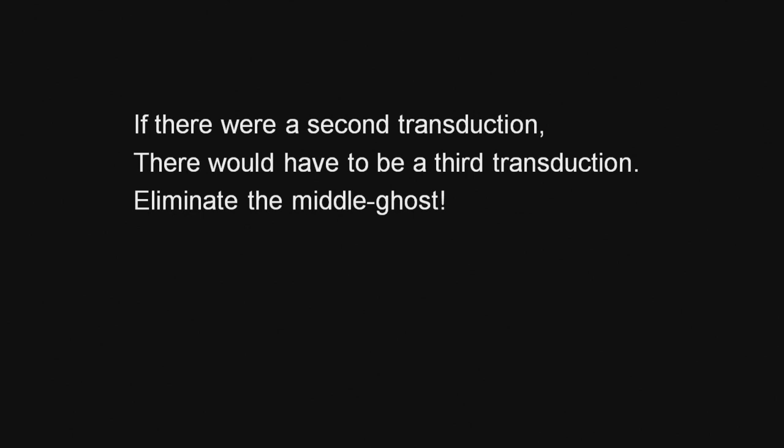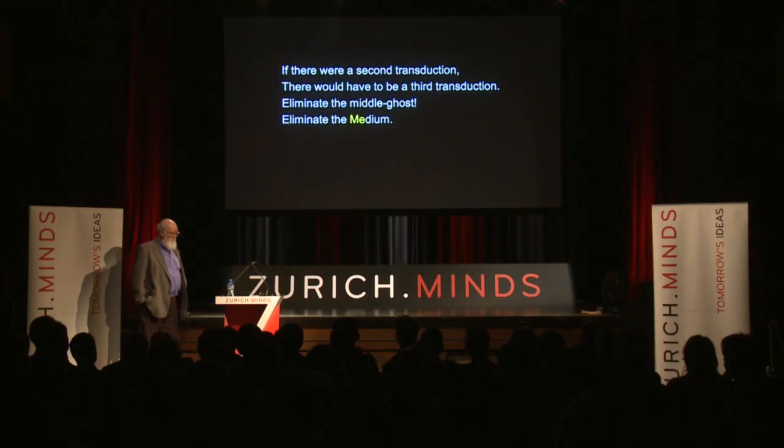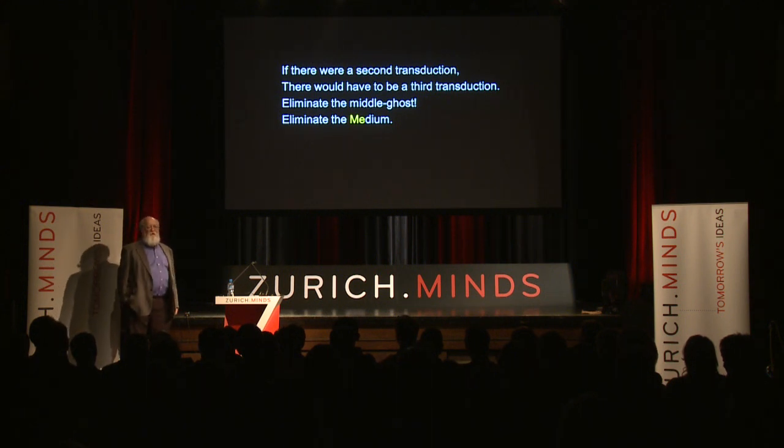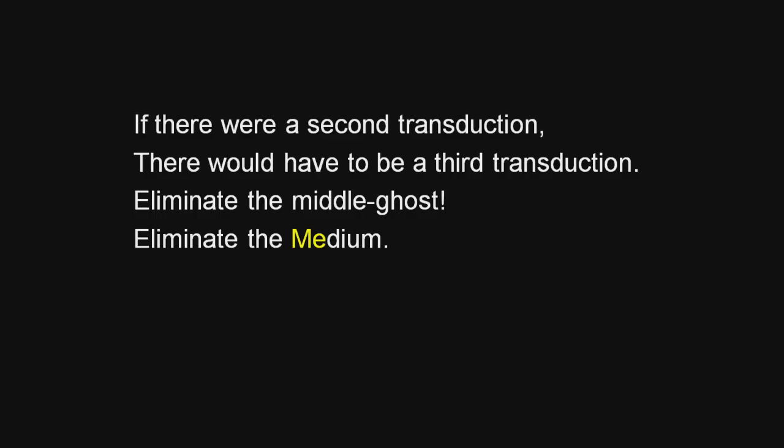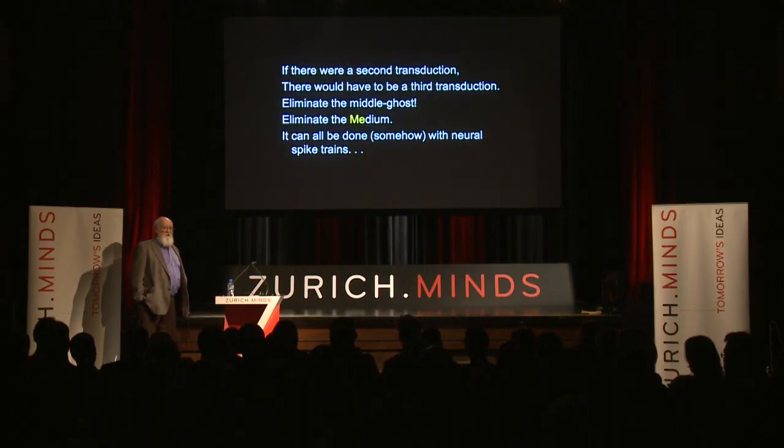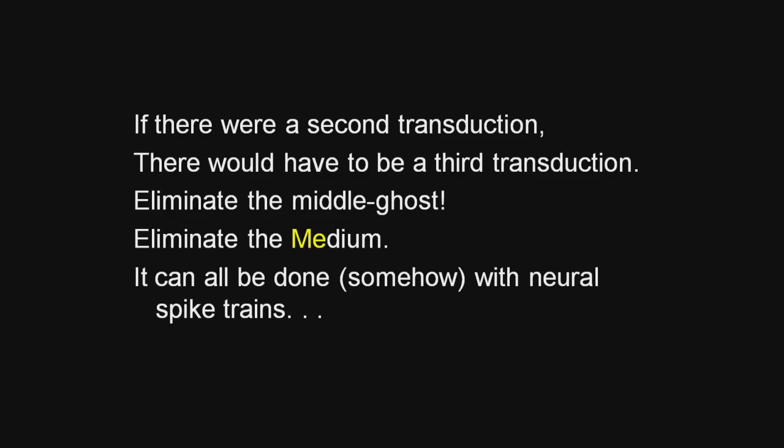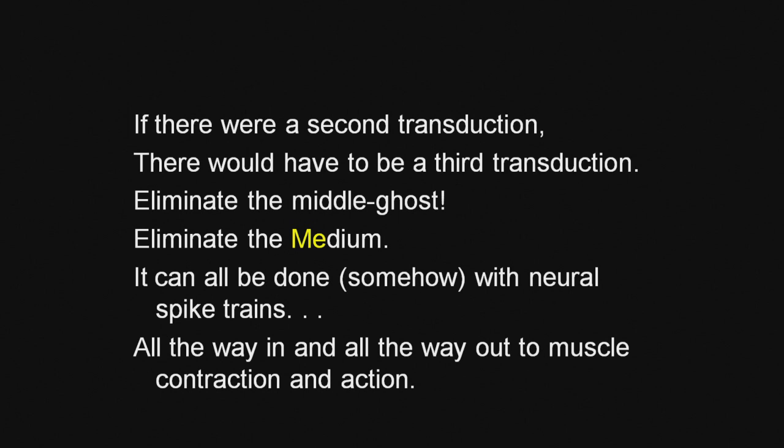So the trick is to eliminate the middle ghost. The middle Cartesian ghost, the middle special privileged medium in the brain, which doesn't exist. In other words, you want to eliminate what you might call the medium. The medium being where each of us represents our world to ourselves in that special inner theater. That's just a bad idea. All the work has to be done, and it's done somehow. We're just making progress on it every year with neural spike trains, all the way in and all the way out to the muscle contractions and actions.